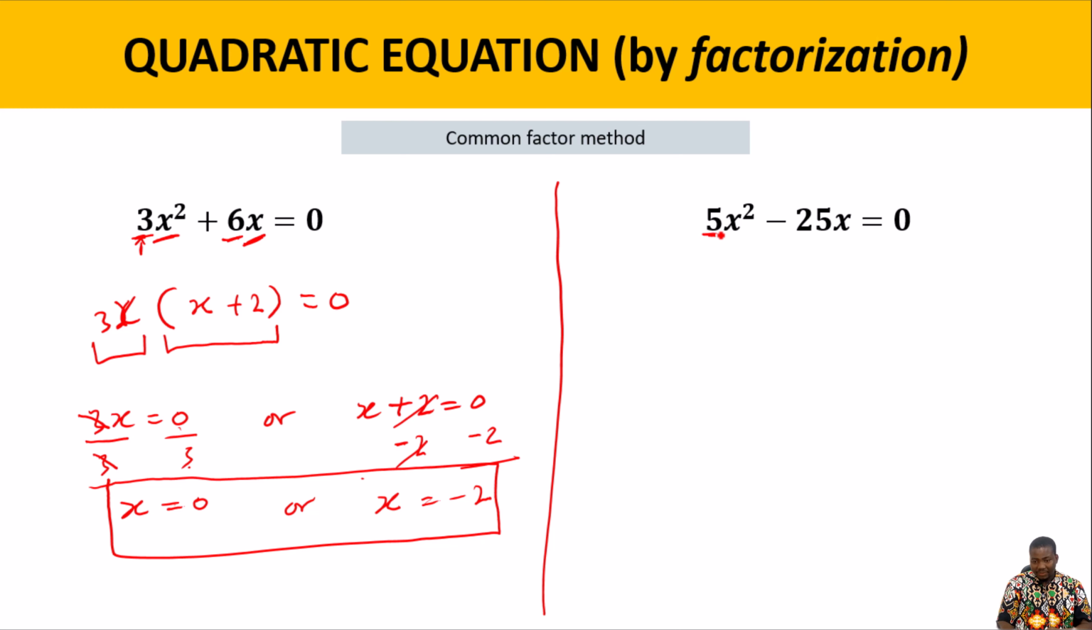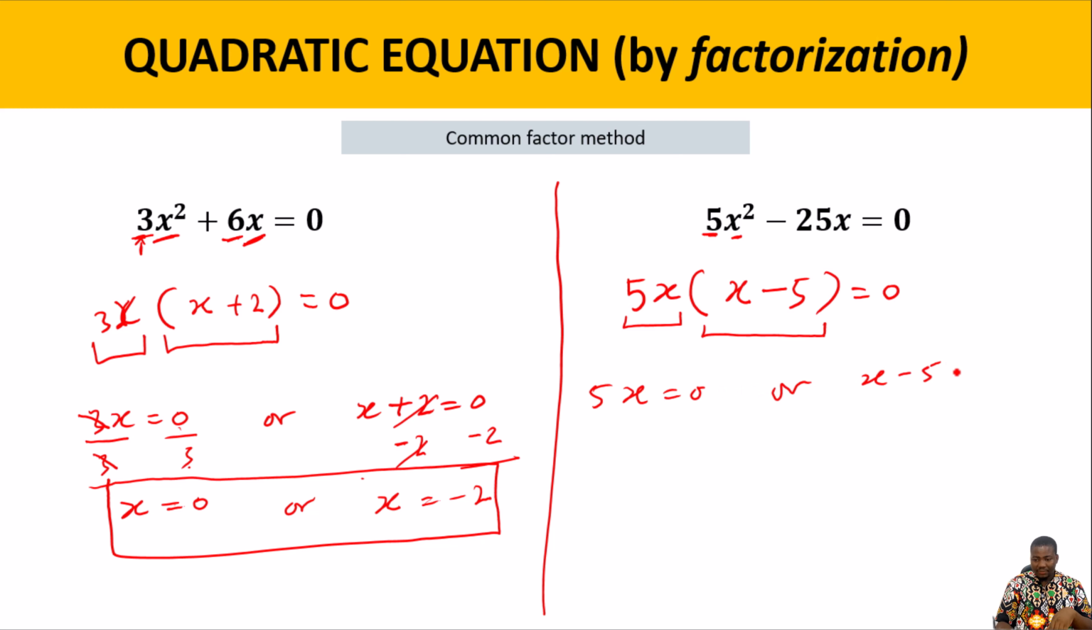Now, we can do the same for this question right here. If we look at this, we can divide both sides by 5x. This is 5x. That's the common factor. So 5x, open bracket. When you divide 5x squared by 5x, you have x. When you divide 25x by 5x, you have 5, equals 0. So again, we ask ourselves, for this to be 0, two things can happen. 5x can equal 0, or x minus 5 can equal 0. Then we say 5x equals 0, or x minus 5 equals 0. So divide both sides by 5, you have x equals 0. Or here we have minus, so add 5 to both sides, x equals positive 5.